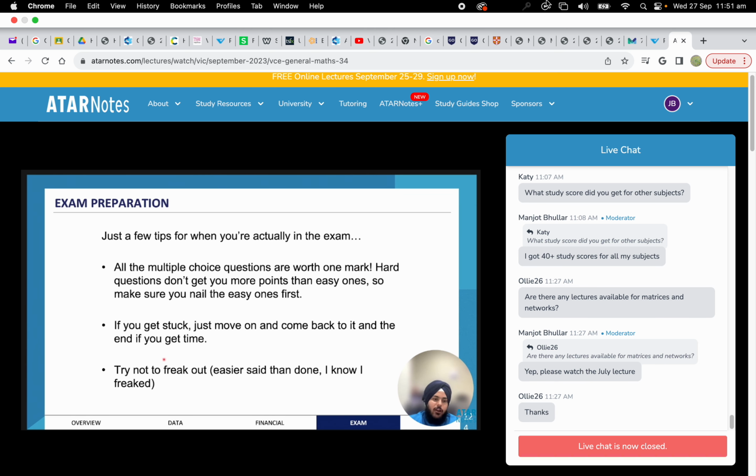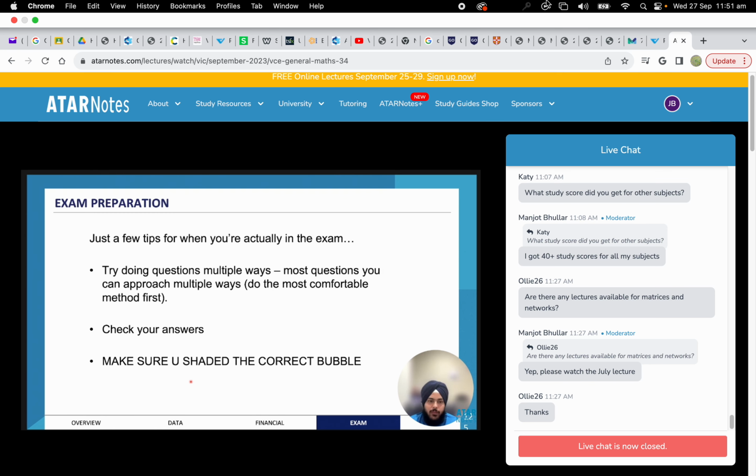And then try not to freak out. This is personally easier said than done. Definitely easier said than done. When you get into the exam room, that scenario just freaks you out naturally. So that's why I'm saying try to do the exam under those conditions, replicate those conditions as much as possible, so that you know how the exam works and you don't freak out when you actually get into the exam room.